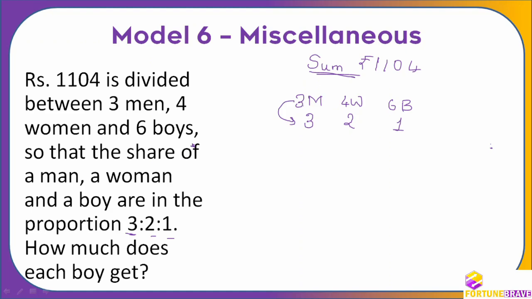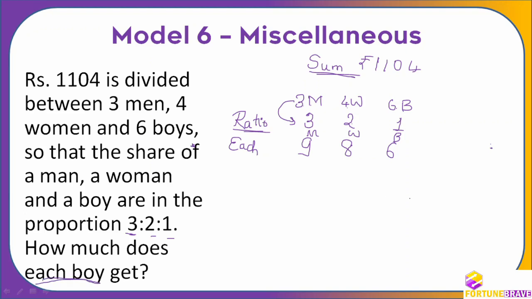3 men each will get 3 rupees. For ratio purpose we are taking, actually the amount may be different, that we will find out. So each man has to get 3 rupees. So the total amount to be distributed to men will be 9 rupees. Same way 4 into 2 is equal to 8 rupees and 6 into 1 is equal to 6 rupees. So this is what each person will get. Each man, each woman and each boy. They are asking what does each boy get. Therefore I did that. Is it clear now?